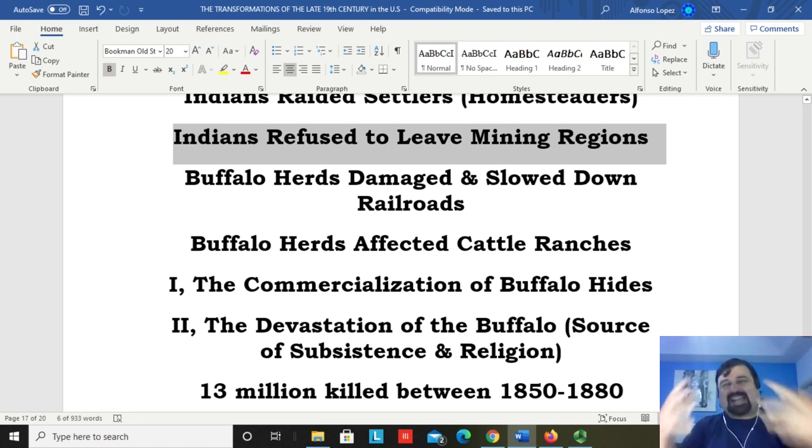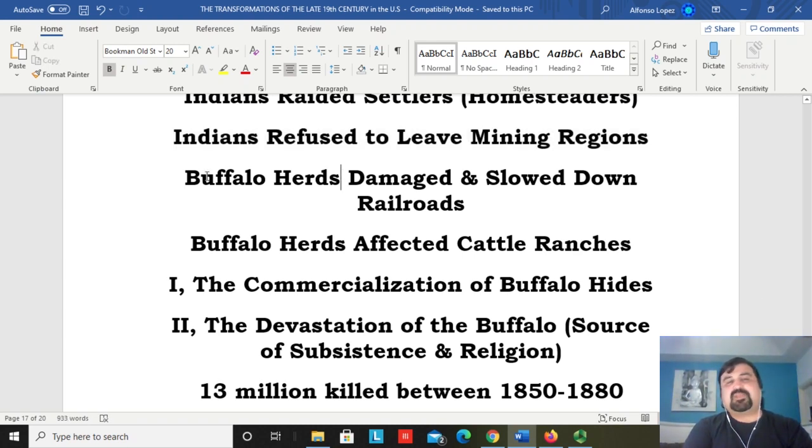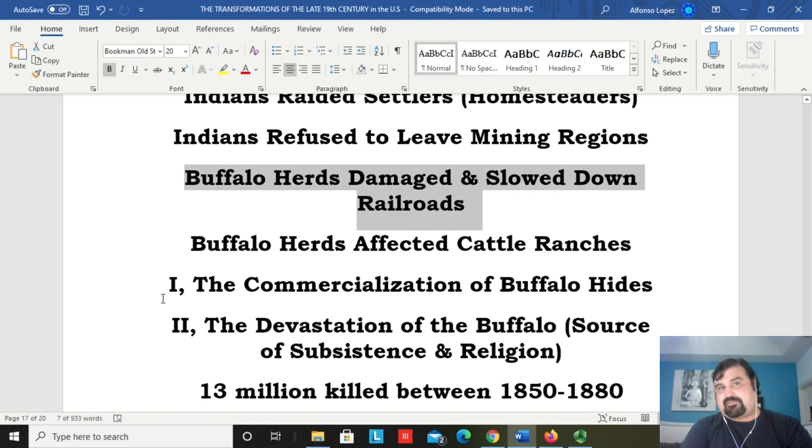And so there's going to be a clash, of course. The Indians refuse to leave those mining regions precisely because of their ancestors being buried there, because they visit those places for ceremonies to contact their ancestors and so on. And that, of course, creates clashes as well, between the Native Americans and the settlers, particularly the mining towns and so on. There's conflict, of course. There are 13 million buffaloes roaming around.